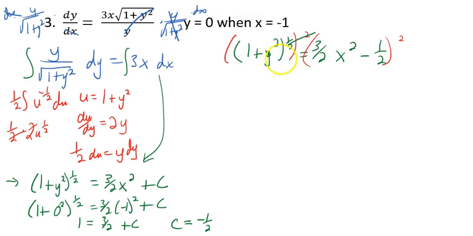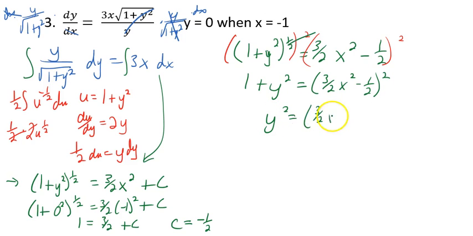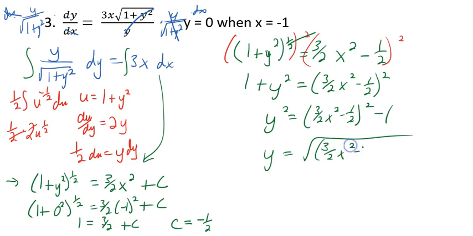And the 1/2 power and the 2 cancel each other out. So I have 1 plus y squared. On this side, I'm just going to write it all in the square and not distribute. There's no point. Subtract the 1. And then take the square root of that side. And that is ugly, but it's still something that you can work with.